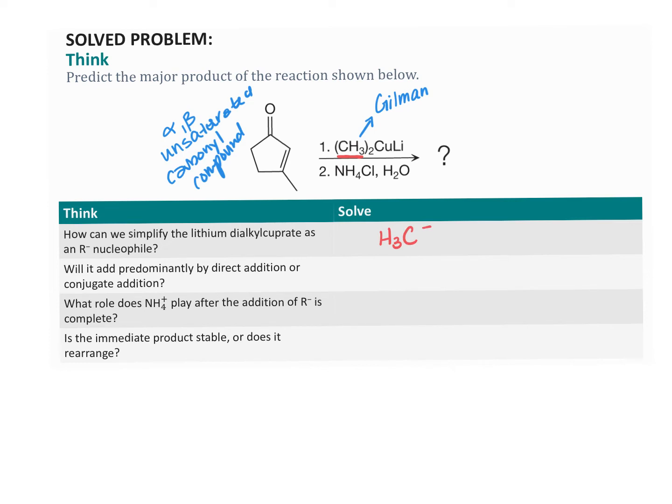Then you need to ask yourself, is this going to add predominantly by direct addition or conjugate addition? And remember, these lithium dialkyl cuprates tend to add by conjugate addition. And so that conjugate addition then points, so if this is the alpha, because it's 1 over from the carbonyl, this would be the beta. And so that's where it points to. And then the NH4 plus is going to act as the acid in the workup step, right? So we're going to have an acid workup.